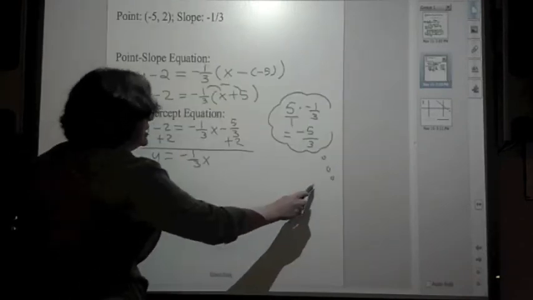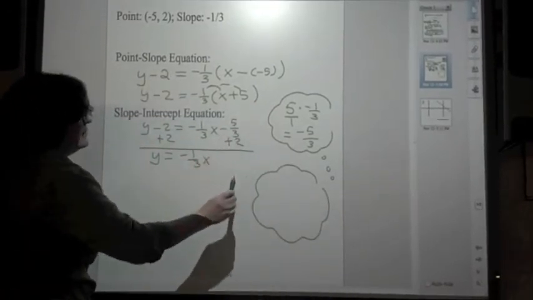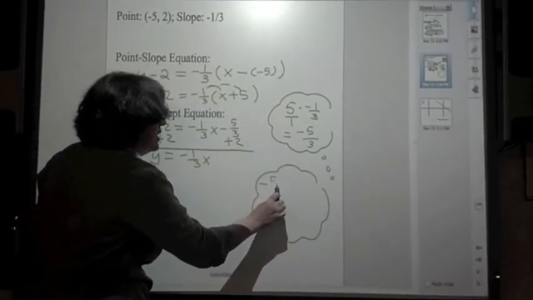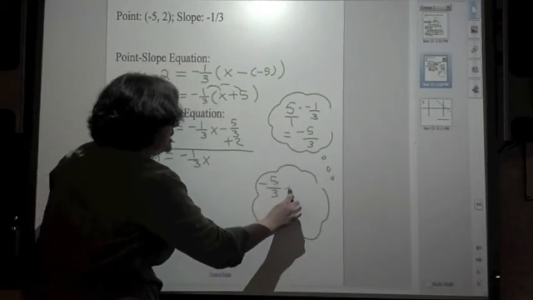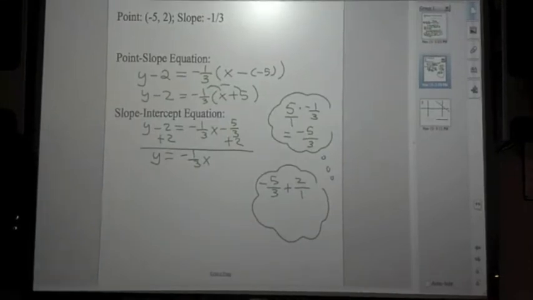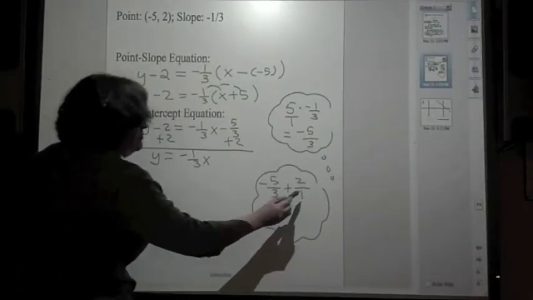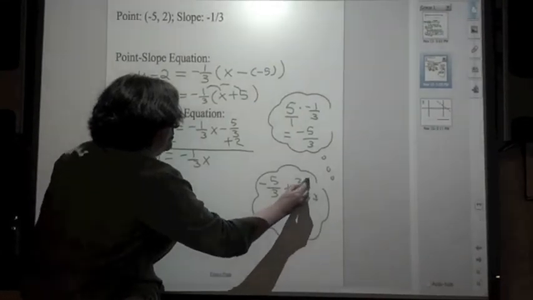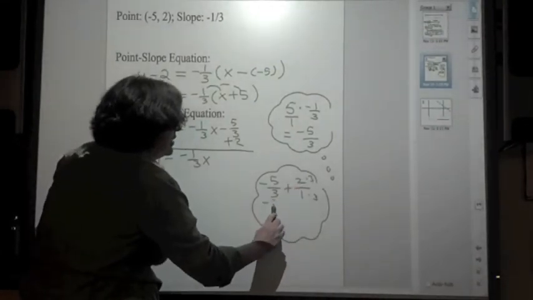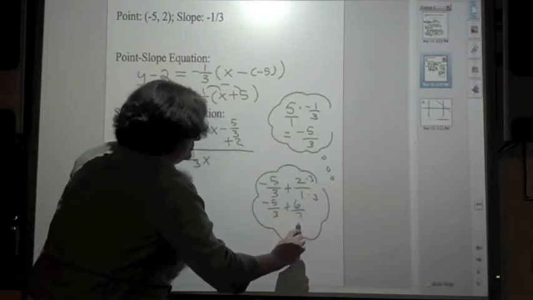Now we're going to think again about what to do with negative 5/3 plus 2. Negative 5 over 3 plus 2 over 1, right? We need a common denominator. So now we have negative 5 over 3 plus 6 over 3.